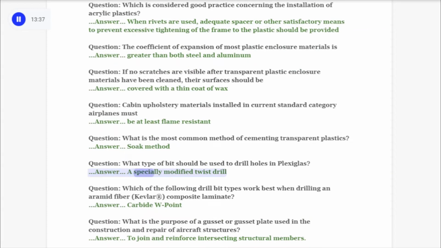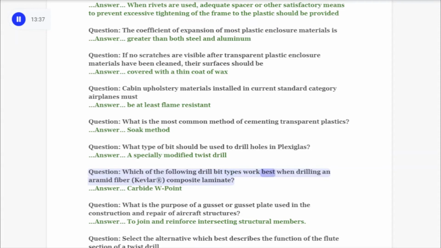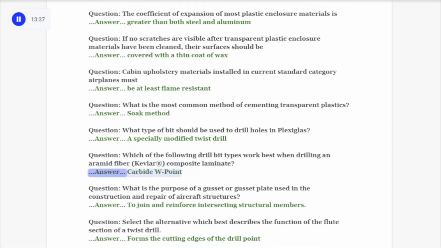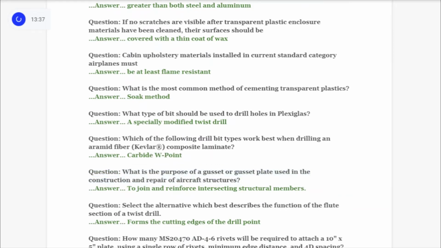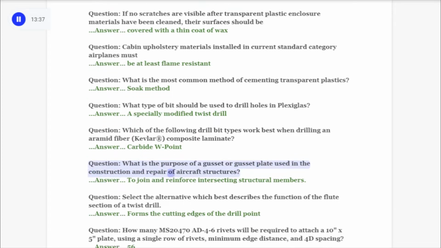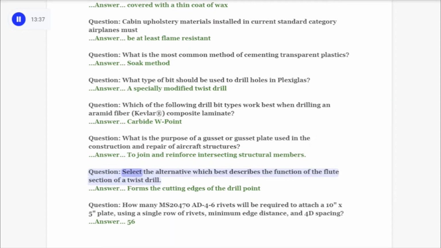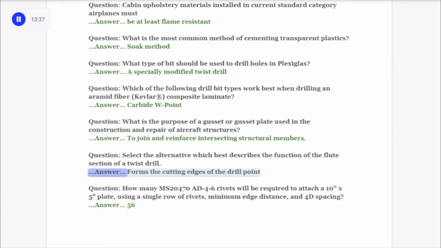Answer: a specially modified twist drill. Question: which of the following drill bit types work best when drilling an aramid fiber, Kevlar, composite laminate? Answer: carbide W point. Question: what is the purpose of a gusset or gusset plate used in the construction and repair of aircraft structures? Answer: to join and reinforce intersecting structural members. Question: select the alternative which best describes the function of the flute section of a twist drill. Answer: forms the cutting edges of the drill point.